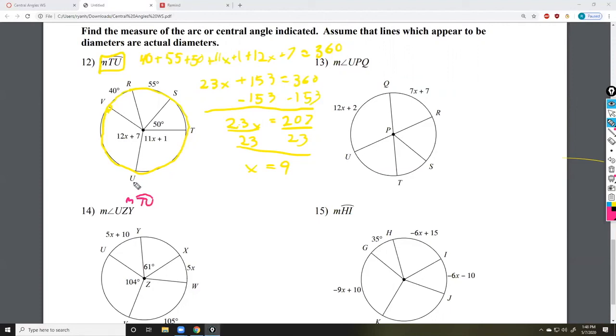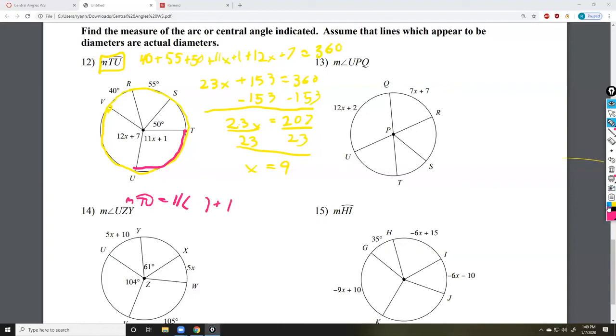TU. And since it's just 2 letters, it is tracing the path directly from T to U, shortest path. So T straight to U. Well, that is 11x plus 1. So now that I have my solution for x, I can plug it in. Like a lot of what we did at the beginning of the year. Take our answer, plug it in to find a measurement. Plug it in for x to find a measurement.